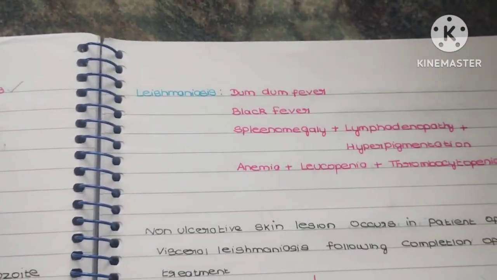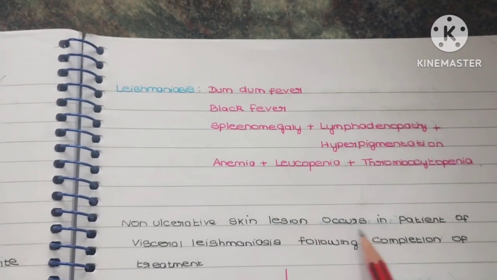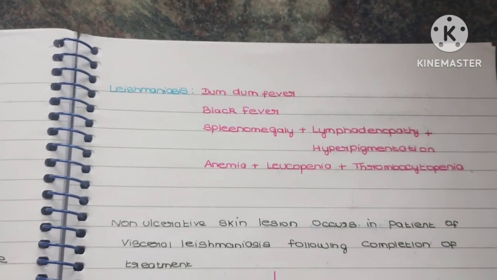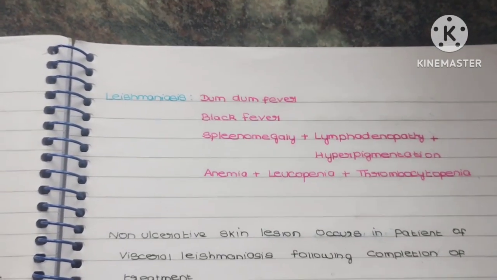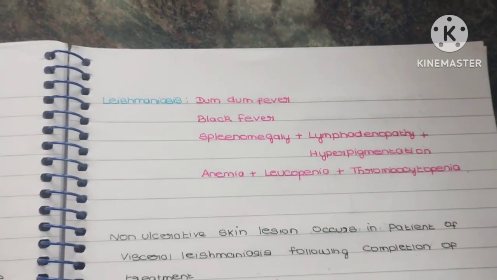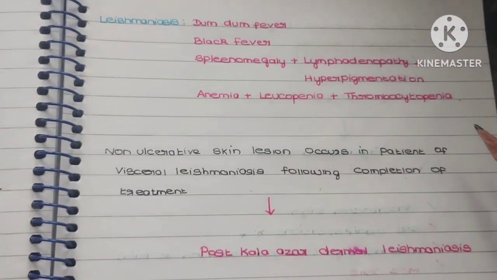So next, a non-ulcerative skin lesion which occurs in a patient of visceral leishmaniasis following the completion of treatment. There will be a typical history. After taking the treatment for visceral leishmaniasis, the patient develops some skin lesion. What is the diagnosis? That is post-kala-azar dermal leishmaniasis.